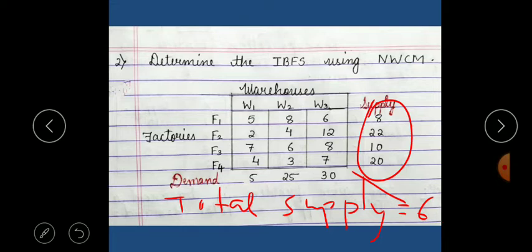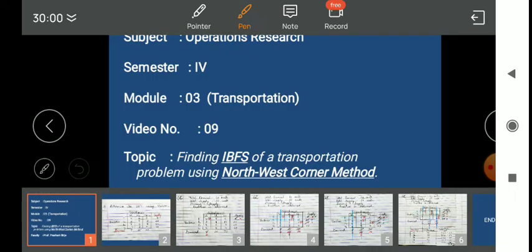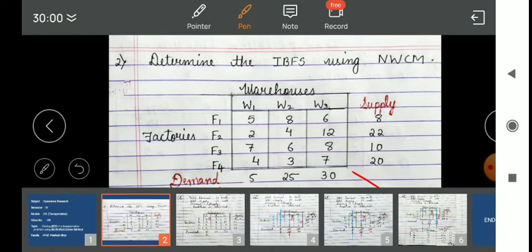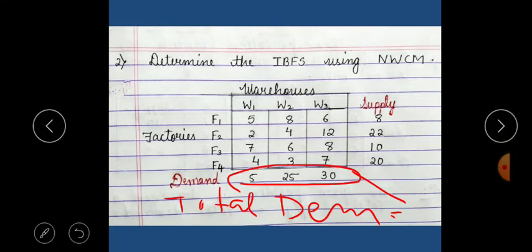What is the total demand? Here you have to find out the total of these things. This is also 60. So you have to write total supply is equal to total demand, and hence the problem is balanced. If the problem is balanced, then only you can proceed ahead. If it is not balanced, then you have to balance it, and how to balance it we are going to see in the next problem.